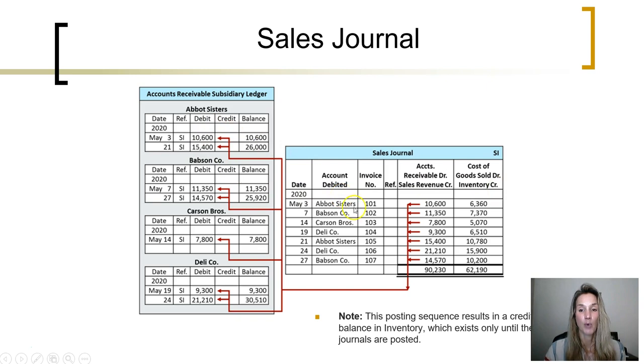This ends up only recording one journal entry for each of these, as opposed to 1, 2, 3, 4, 5, 6, 7 separate journal entries for each of these, thereby reducing the number of entries made into the general ledger. As these transactions are recorded in the appropriate column here, we are also updating the subsidiary ledger at the same time so that the customer's account is always up to date.